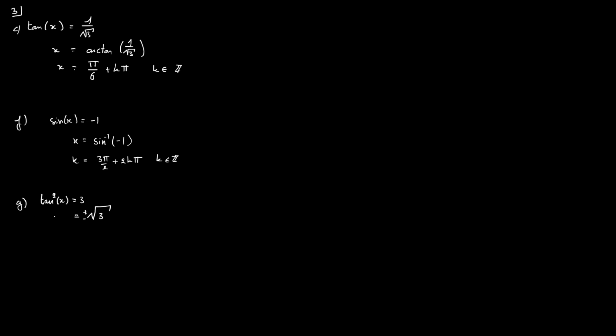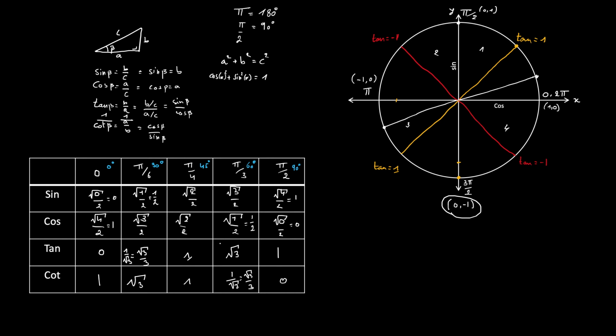So in this case, it means that tangent x is equal to these 2 possible values, right? Okay, meaning that x is either equal to the arc tangent of square root of 3, or it's equal to the arc tangent of negative square root of 3. Okay, then let's have a look. So square root of 3, quickly found, it's pi over 3.